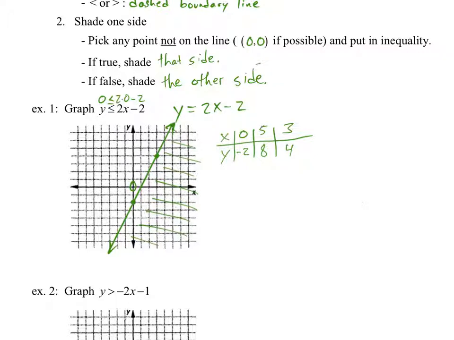Now, one problem with doing 0, 0 for all my examples is that in the homework, you're going to get at least one question where the line goes right through the origin. And if the line goes right through the origin, you can't pick 0, 0. So just pick any other point that the line doesn't go through. You could pick 0, 2, or 5, 2. Just pick any point that's not on the line. Fair enough? 0, 0 is just sometimes a quicker one to do.